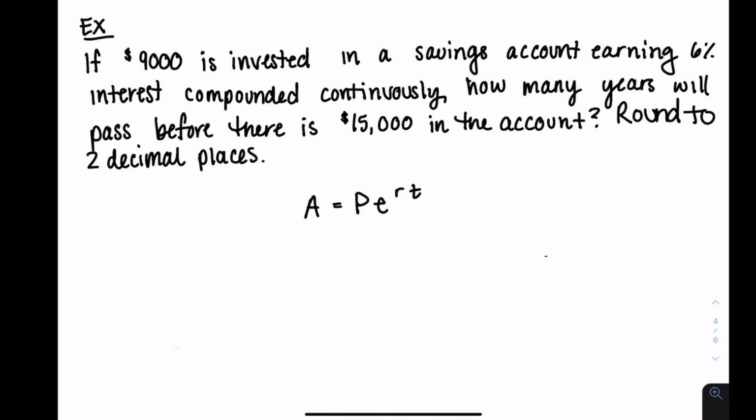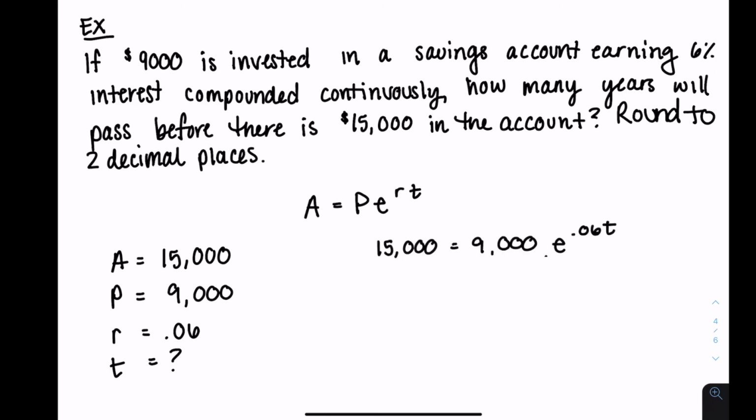And because it's compounded continuously, that tells us we're going to need the formula A equals Pe to the rt. Our amount we want is 15,000. The principal we're investing is 9,000. Our rate is 6%, so that's 0.06. And the time is the unknown. That's what we need to solve for. So plugging those pieces in, we get 15,000 equals 9,000 e to the 0.06t.